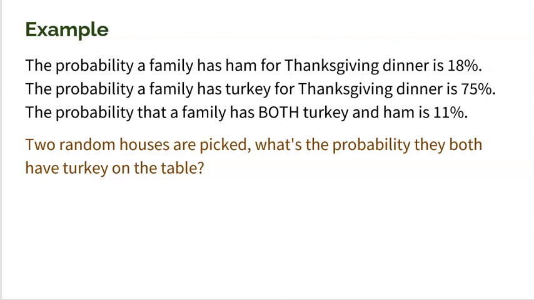Ham for Thanksgiving, 18% of families have ham for Thanksgiving. So in the long run, if we look at many families, 18% of them are going to have ham. 75% have turkey, 11% have both. All right, 2 houses are picked. What's the probability they both have turkey?